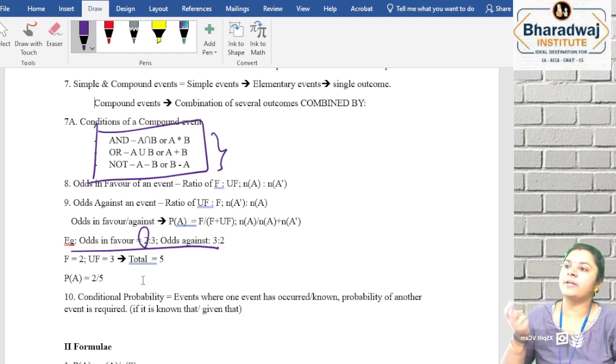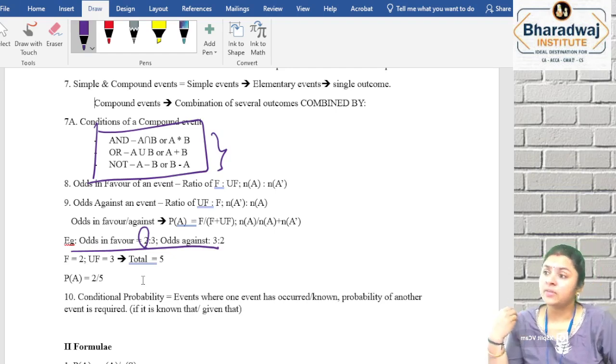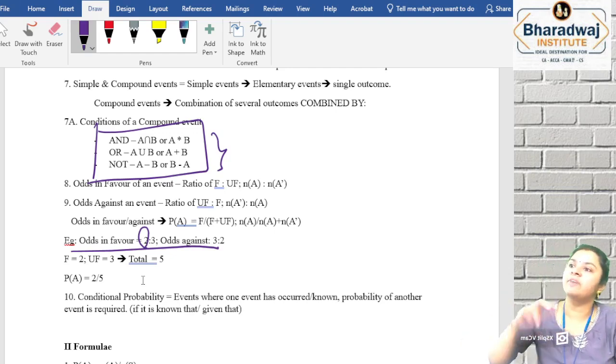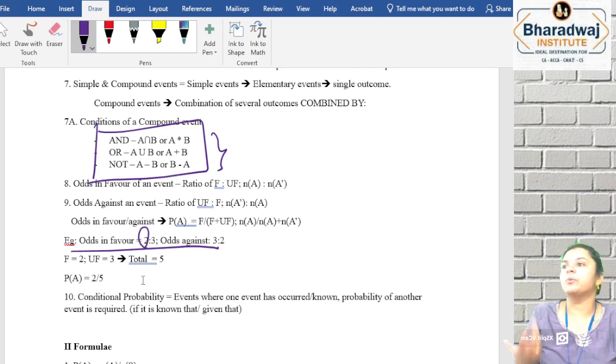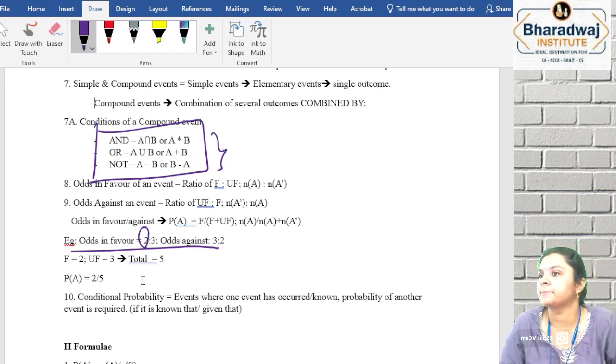Remember, in the question they can ask you odds in favor or against, or sometimes they will give you the odds in favor or against value and ask you to find any other value, like for example the probability that both the events will occur. So when they ask for probability, you have to first convert the odds value into probability. Then only you should work with the answer. Without converting, if you work, you are not going to get the correct answer.